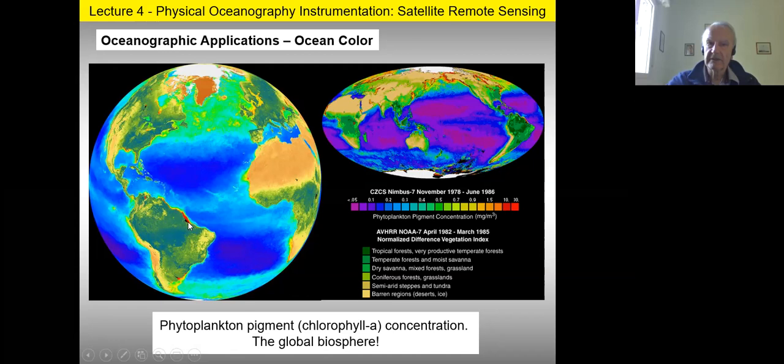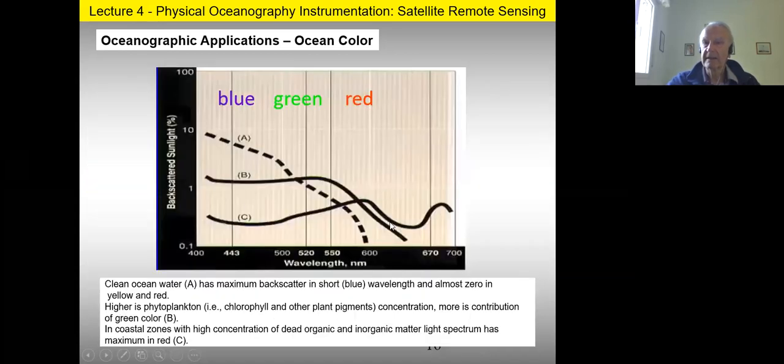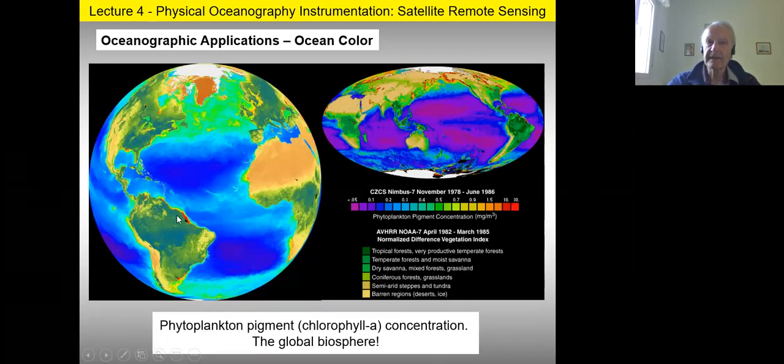For example, this reddish area here along the South American coast. Here is more or less the Amazon River, and the Amazon River water goes along the coast and extends in this area here. And if you remember this thing, if you have dead organic and inorganic matter, the red part of the spectrum becomes predominant. Therefore, this is the sign of the presence of the river water, which extends along the coast. And we know the Amazon River is one of the largest rivers of the world.